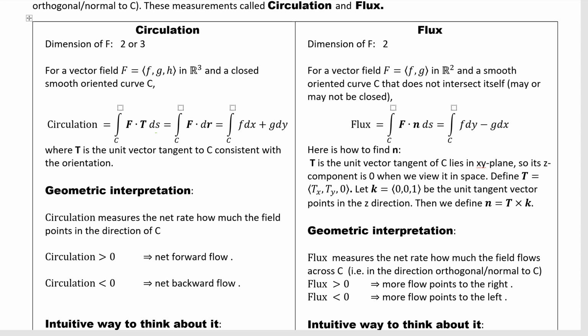So far so good, everybody. Okay, so geometric interpretation. Circulation measures the net rate, how much the field points in the direction of C. Okay, so this is C. So if this is a vector field, okay, let me make it here. So this is a vector field. We want to measure how much is in the direction of C. Okay, if the circulation is positive, then we have a net forward flow. If the circulation is negative, then, with this being the orientation of the curve, we have a net backward flow.